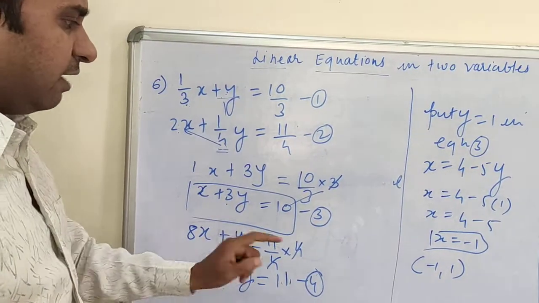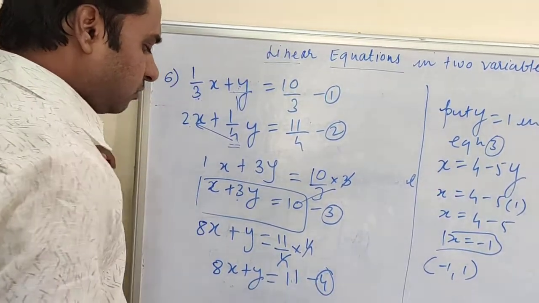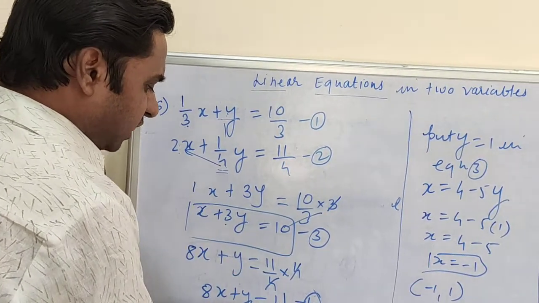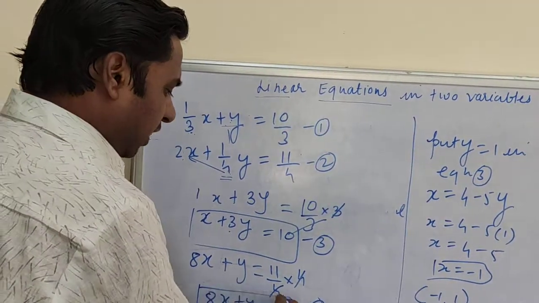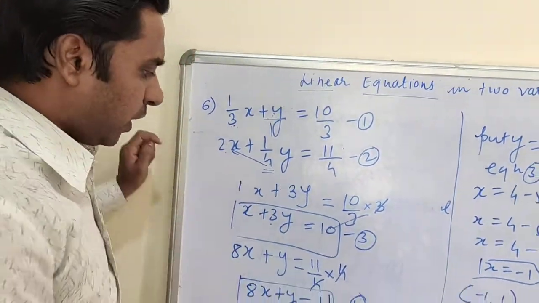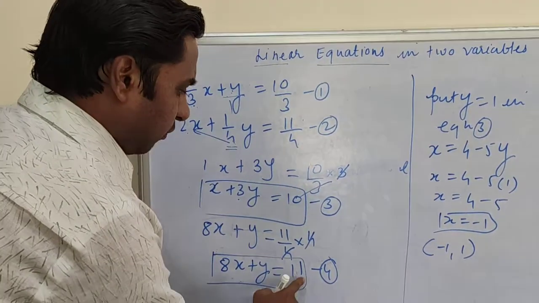Okay, only 11 is left. Okay, then further we have x plus 3y is equals to 10 and 8x plus y is equals to 11. Now we have to solve this equation in order to get the values of x and y. Okay, so again we are going to use the substitution method. So we are taking equation 4.